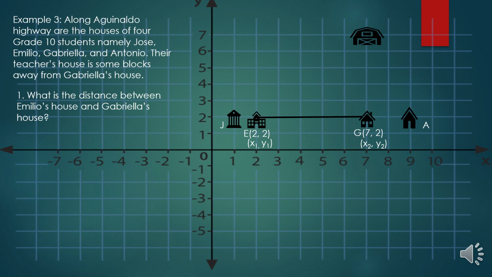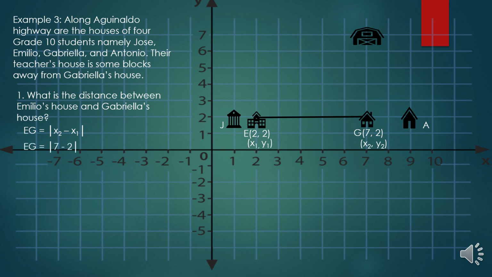The line is horizontal when they both have the same y coordinates. Then using the formula, the distance from Emilio's house to Gabriela's house is equal to the absolute value of the difference of their x coordinates. And that is the absolute value of x of 2 minus x of 1.